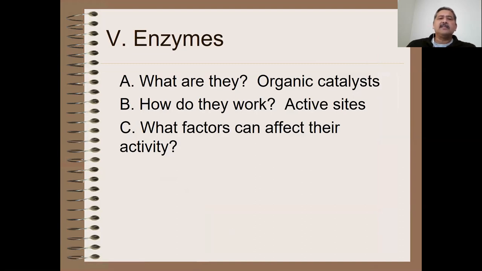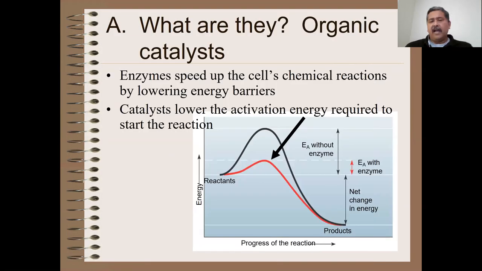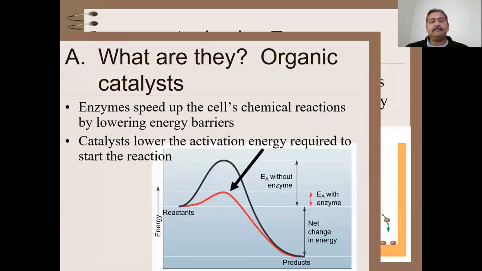All right, so enzymes then are going to be chemicals that lower the activation energy required to start a reaction. We know that they are organic and they are catalysts. A catalyst to a chemist is a chemical that lowers the activation energy required to start a reaction. And then we know the term organic. Organic means that it comes from a living thing and it's carbon-based. So enzymes speed up the cell's chemical reactions by lowering those energy barriers right here. It lowers it from here to here, lowers the activation energy required to start that reaction.